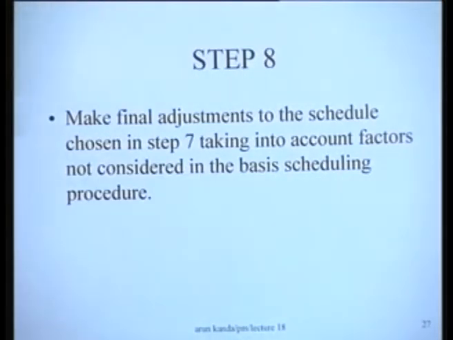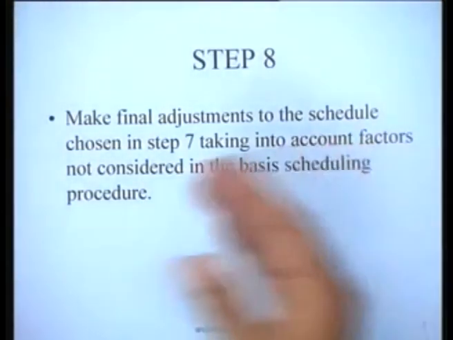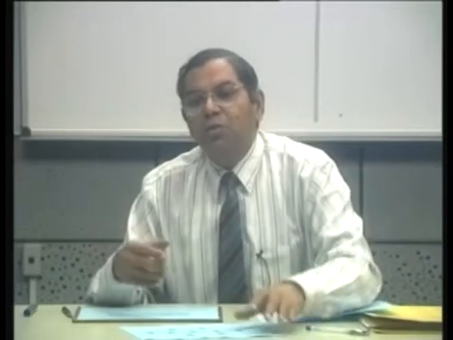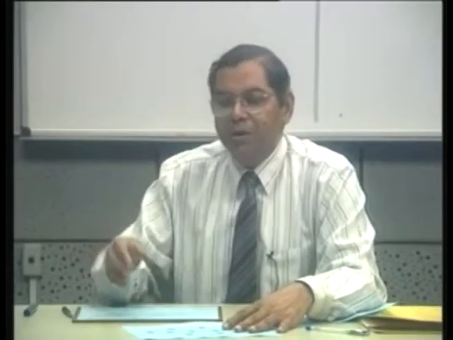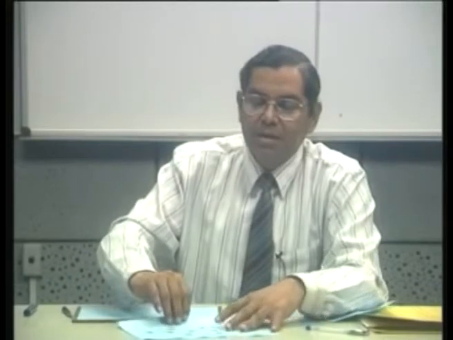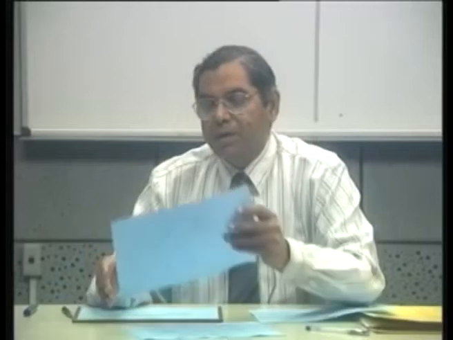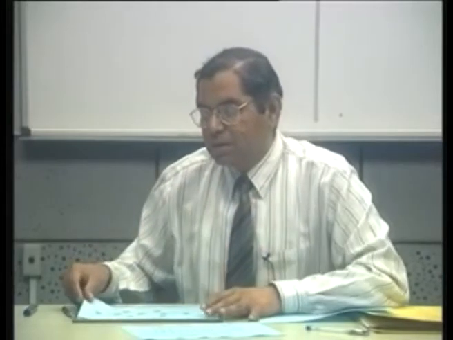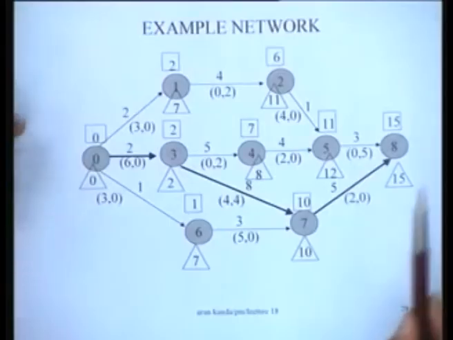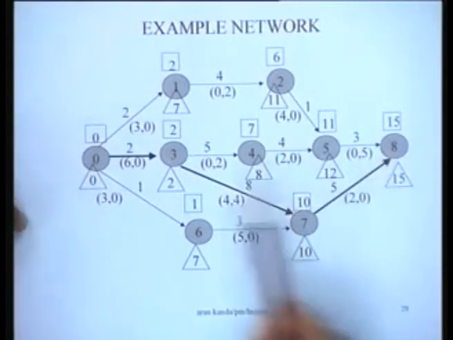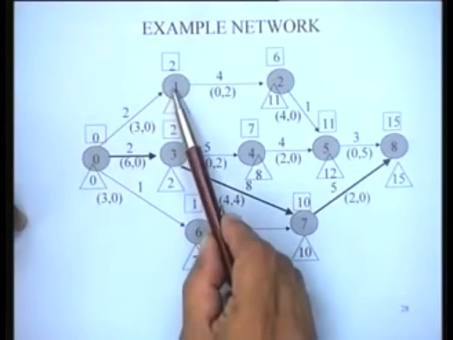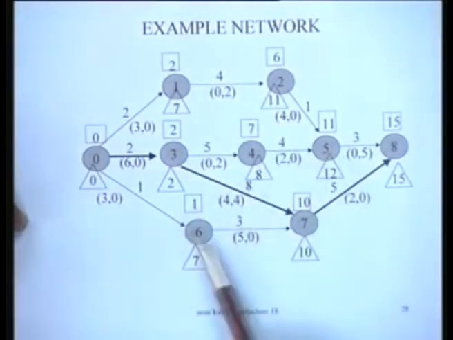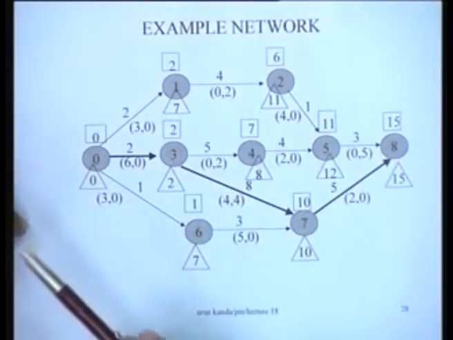So that means if there are any practical constraints which you want to incorporate, those could be incorporated in the schedule and manually modified before you take it. Just to give you an example of how this particular schedule works, here is a small network which has 9 nodes as shown here. Nodes are numbered 0, 1, 2, 3, 4, 5, 6, 7 and 8.